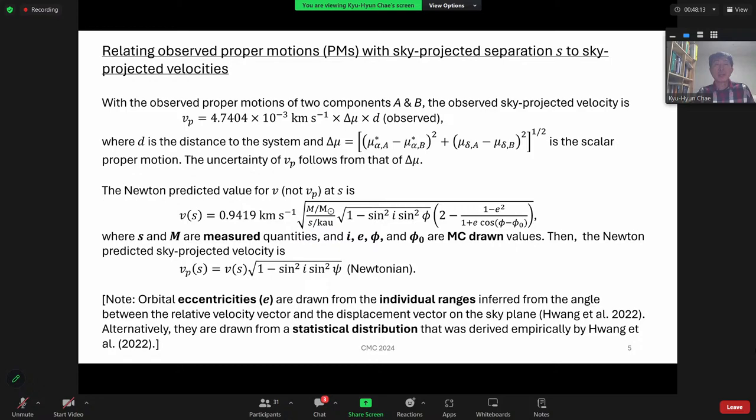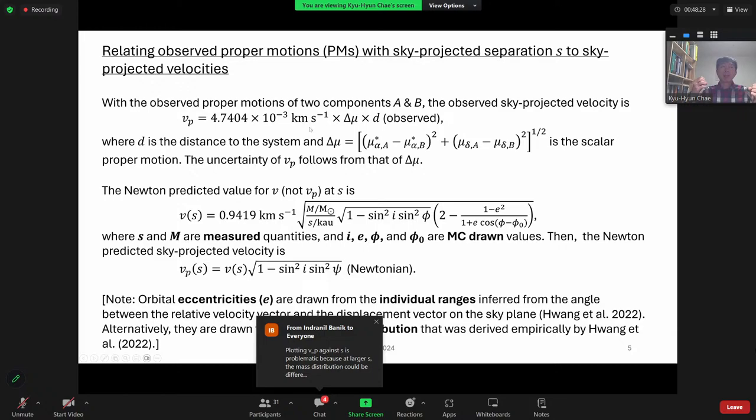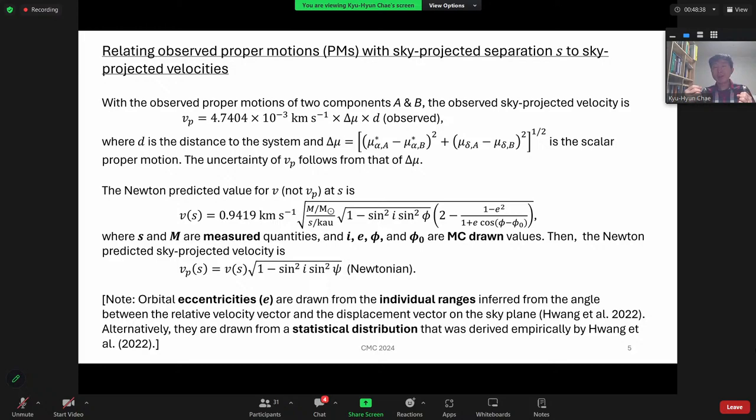Okay, so from observed proper motions, we can calculate sky projected velocity. So if an apparent binary is determined to be gravitationally bound, I mean a true binary, then they can be assumed to be at the same distance because the distance is much, much larger than the separation. Although they are wide binaries, here we are talking about less than 0.1 parsec. So at 100 parsec, 0.1 parsec is 1 to 1,000. So it is a very small value. So we can assume they are at the same distance.